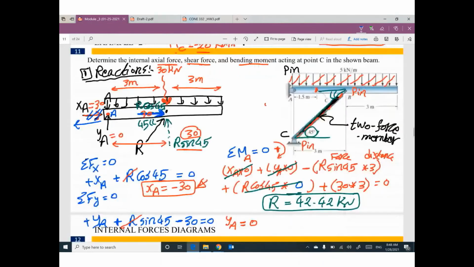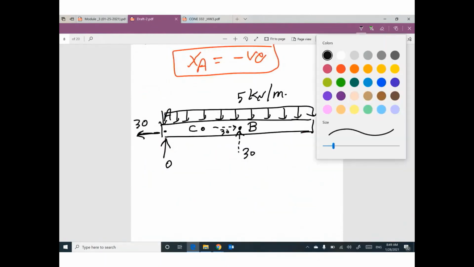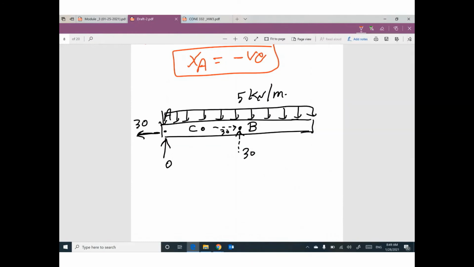What we did is only the first step in this problem, figuring out the value of reactions. Please don't forget what is required in this problem. We are looking for the axial force, shear force, and bending moment diagram at point C. Where is point C? Here. So guys, we have a point here called C. We need to figure out the internal forces. Anybody remember what is the next step? Do you remember what is the next step?